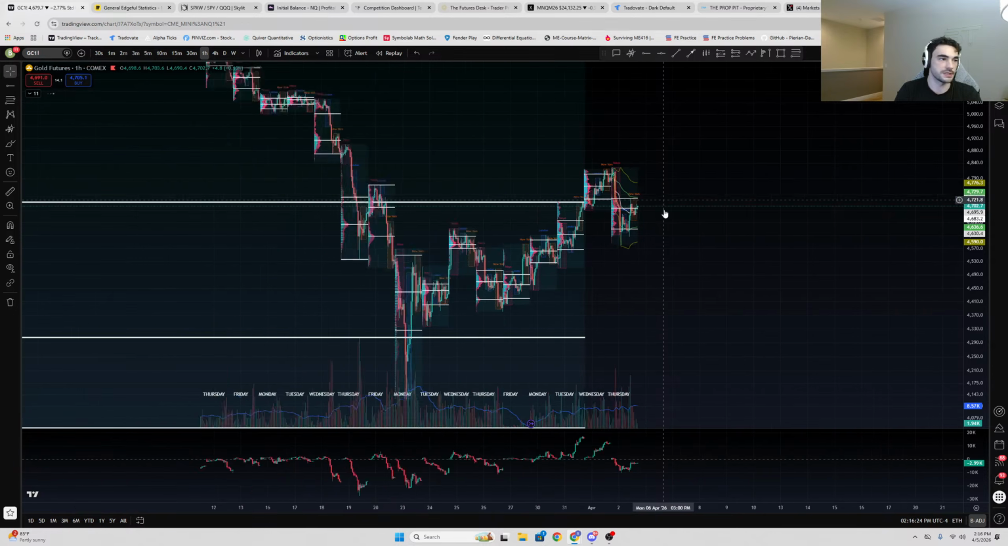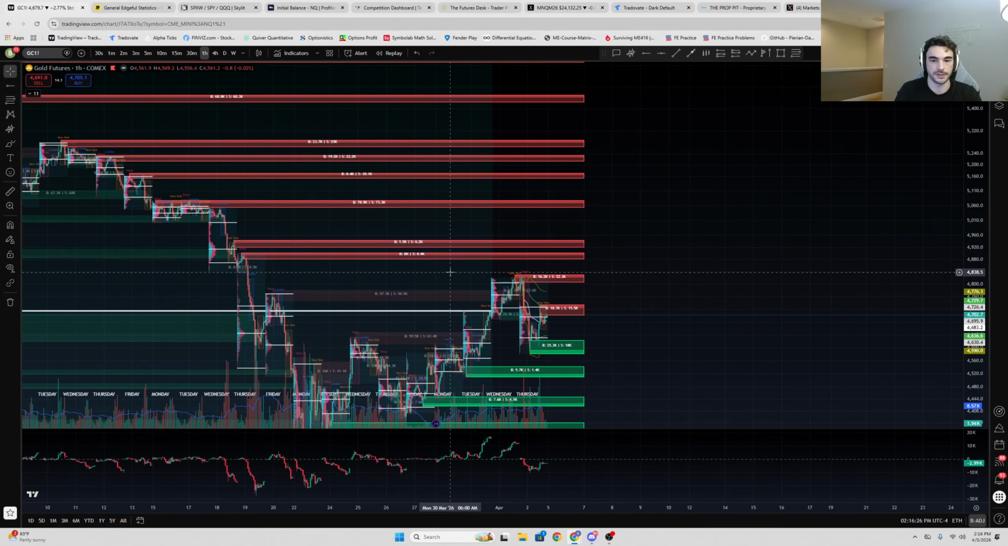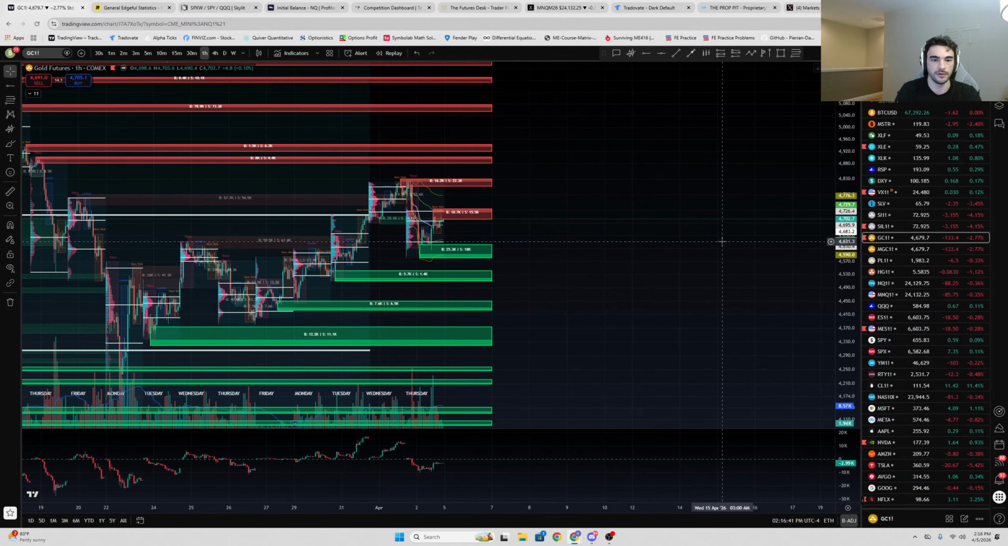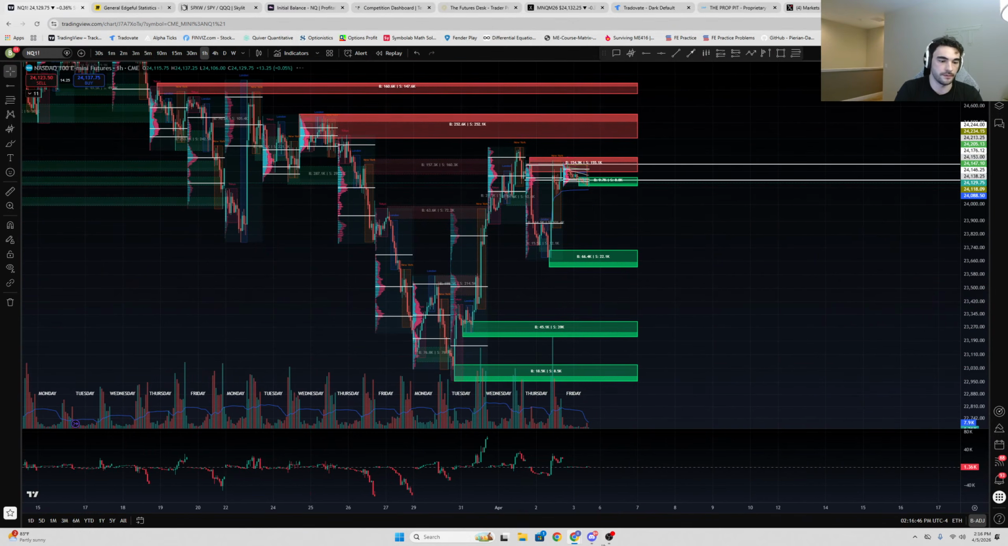So if I have my resistance marked out up to 4760, we actually pushed above it, but we didn't really get a clean push above here. So we did push through this resistance area, but you can see there's an initial rejection here, and then it just grinds through that resistance area before it starts selling off. And then on NQ, my resistance area worked initially, and then it got pushed through it.